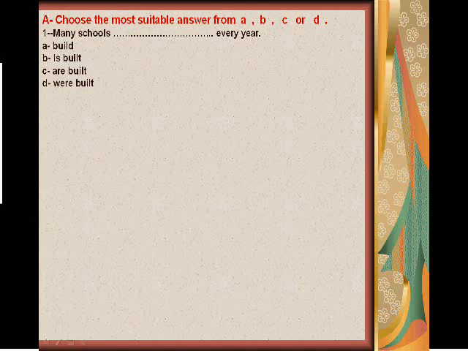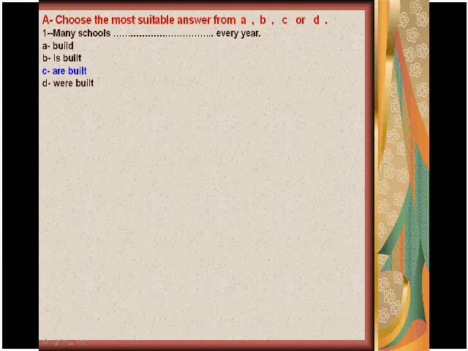Sure, I can't say that because I have schools plural. So B again is completely wrong. What about C and D? Are built and were built. I have here every year. So every year is what? Past, were built, D? No. So every year here, of course, I have to use the present. So then it will be C, are built. So many schools are built every year.